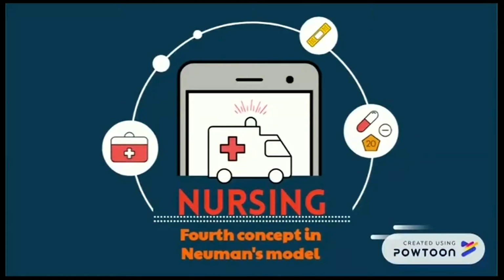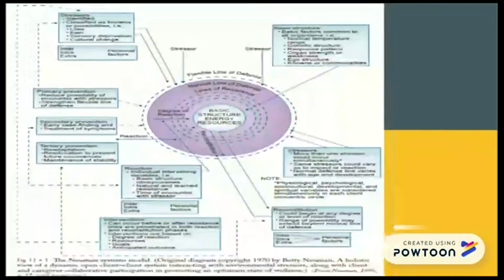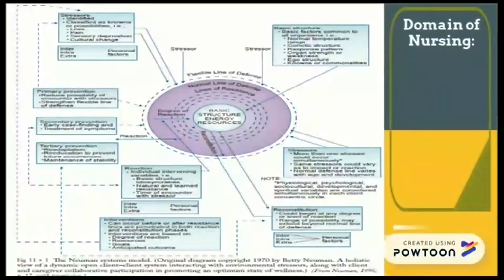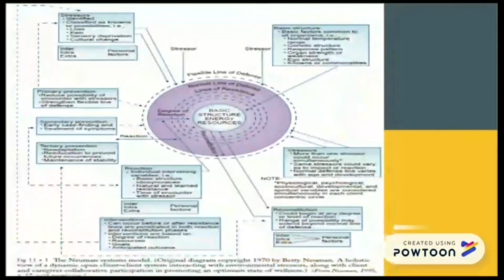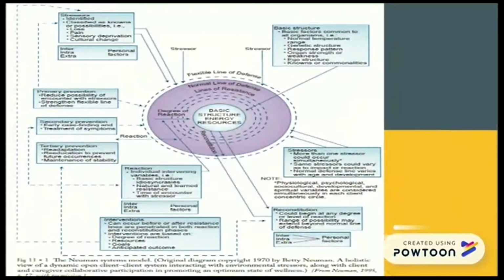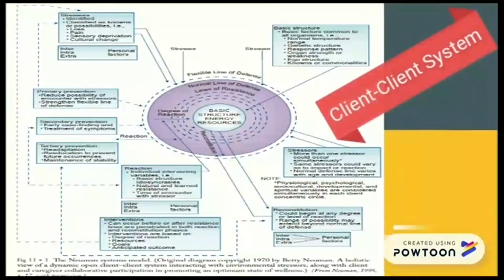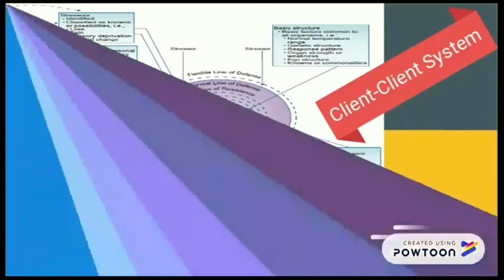Perception influences care. The Neuman Systems Model provides a way of looking at the domain of nursing: humans, environment, health, and nursing. The client or client system consists of a flexible line of defense, the normal line of defense, lines of resistance, and the basic structure energy sources at the core of the concentric circles.